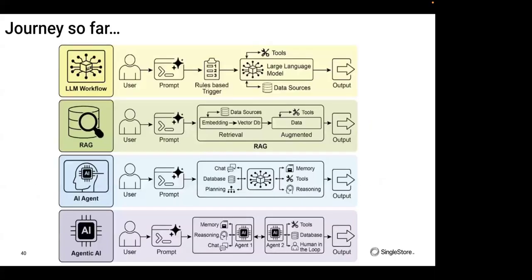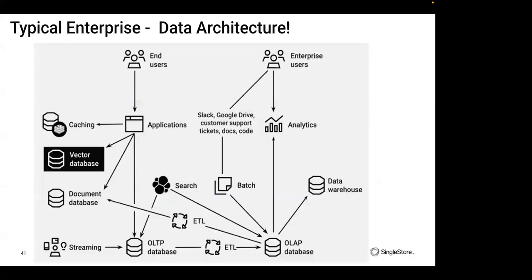So the journey so far is, we went from the LLM workflow to RAG to handle our custom applications with our custom data, and then we saw autonomous AI agents coming, and now we have agentic AI, where different AI agents come together to solve a complex problem, right? But yeah, this is, again, a typical enterprise data architecture.